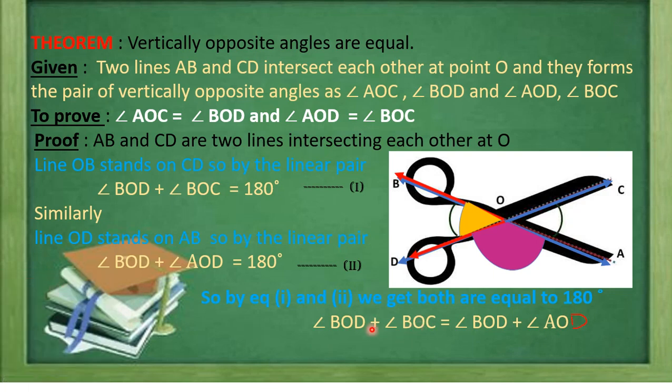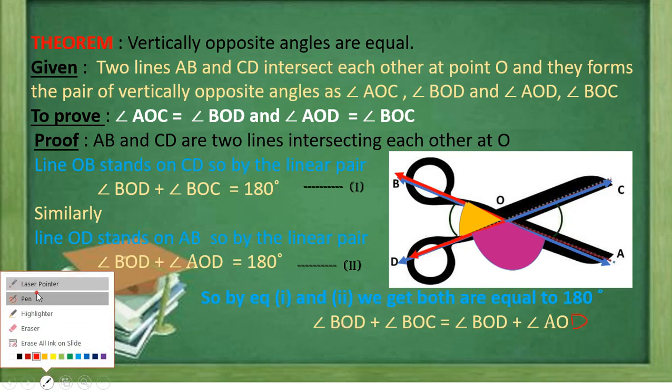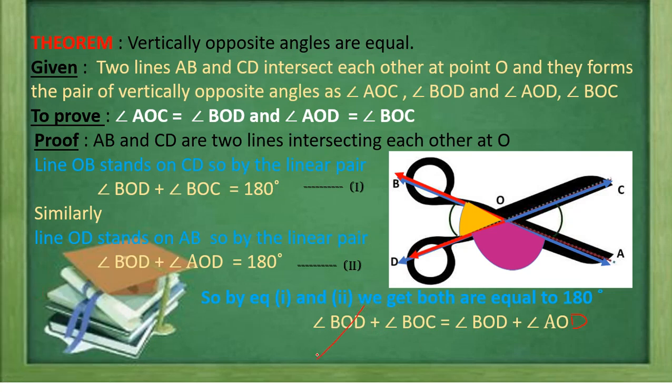So here the angle BOD is on both the sides. So if we subtract angle BOD from both the sides, we get angle BOC is equal to angle AOD. So here this is a pair of vertically opposite angles and this pair is equal. That is, angle BOC is equal to angle AOD.